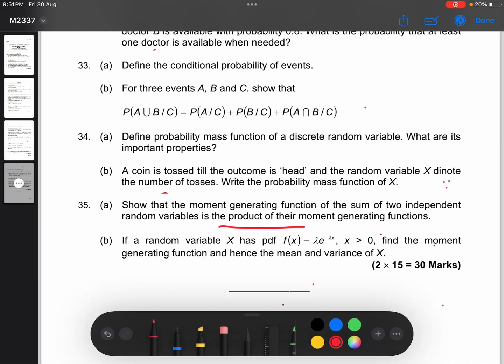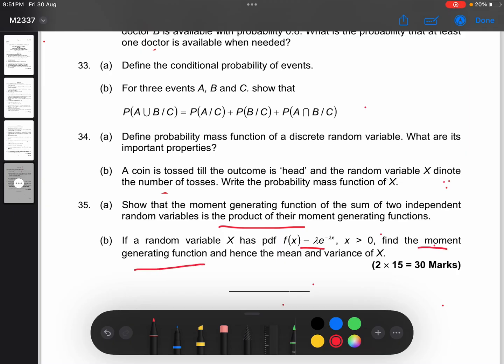Next question, section B. If random variable x has the PDF f of x equal to lambda e raised to minus lambda x, x greater than 0, find the moment generating function and hence the mean and variance of x. We have to find the MGF and also the mean and variance.